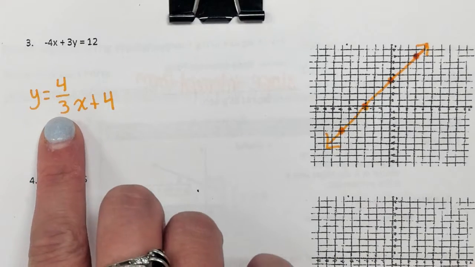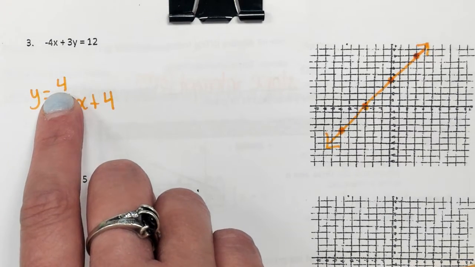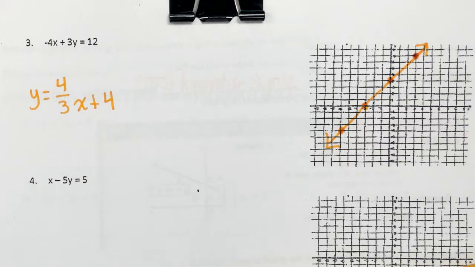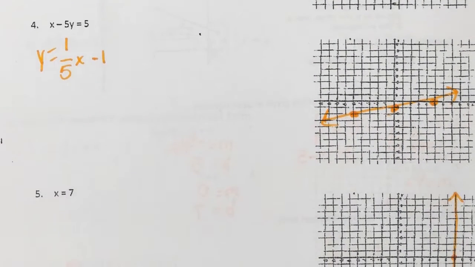Never, ever, ever do we do decimals. That is always a fraction so that you can see you rise 4 and you run 3. If you do a decimal, you cannot see what you're doing. There's number 4. Check your work for number 4. Make sure you got it right, okay?